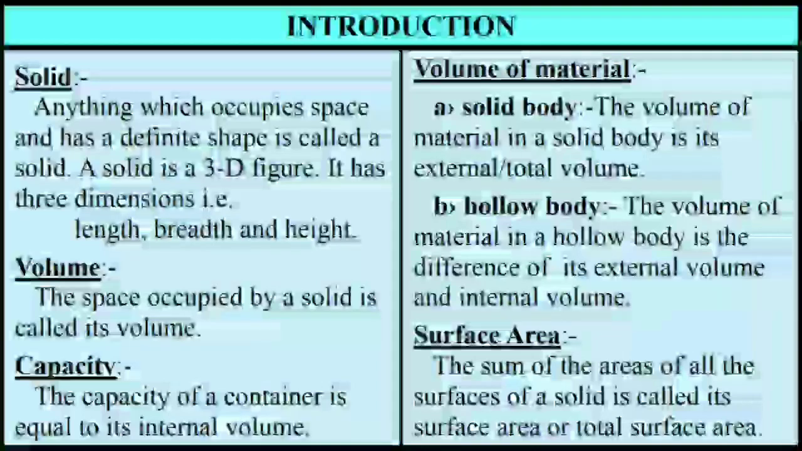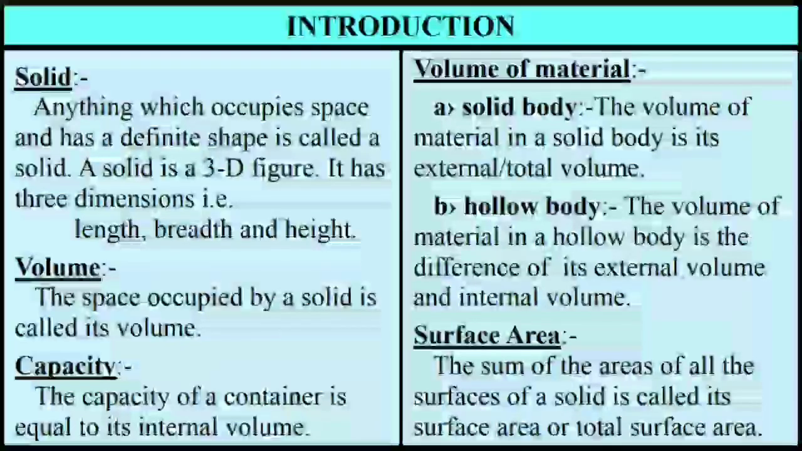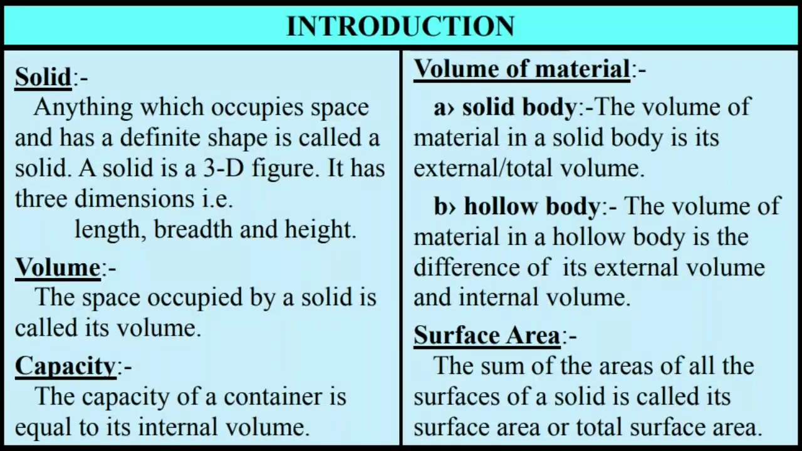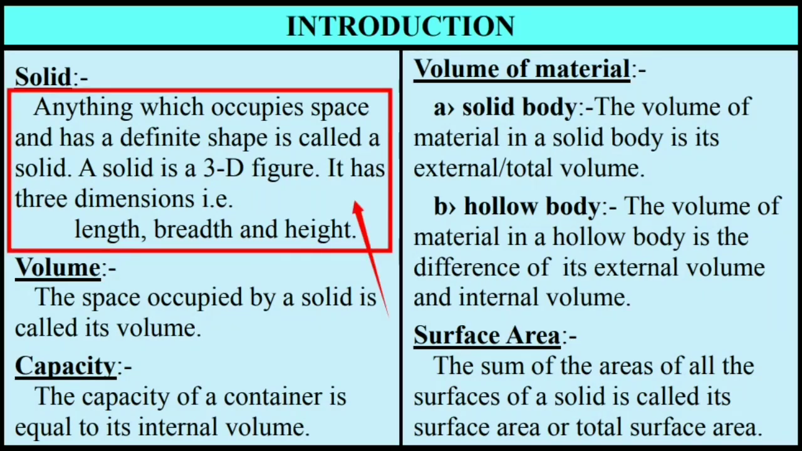Before I start, there are some terms related to the topic to be discussed. The first word is solid. The definition says anything which occupies space and has a definite shape is called a solid. A solid is a three-dimensional figure and it has three dimensions: length, breadth, and height.